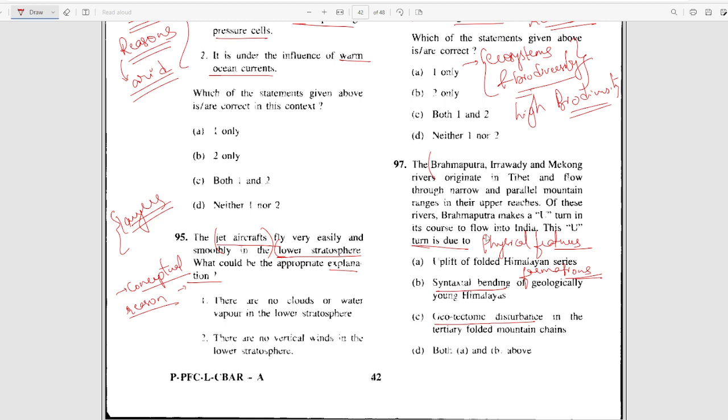97th question. The Brahmaputra, Irrawaddy, Mekong rivers originate in Tibet and flow through narrow and parallel mountain ranges in the upper reaches. Of these rivers, Brahmaputra makes a U-turn in its course to flow into India. This U-turn is due to. So see here they're talking about the physical features. They're also talking about rivers.